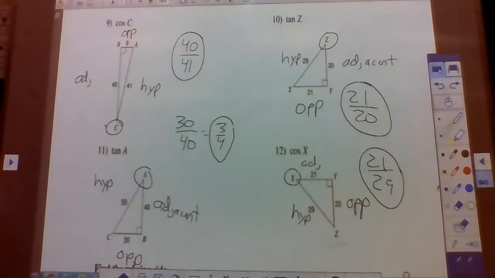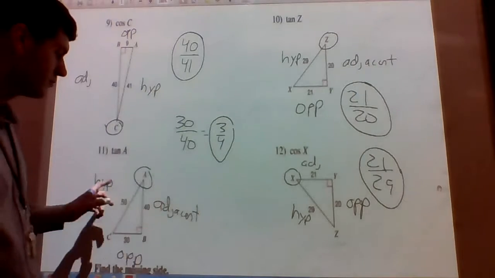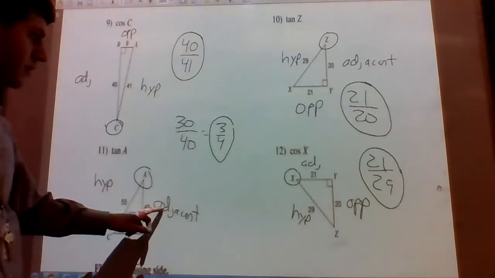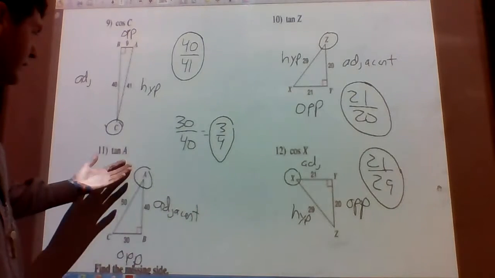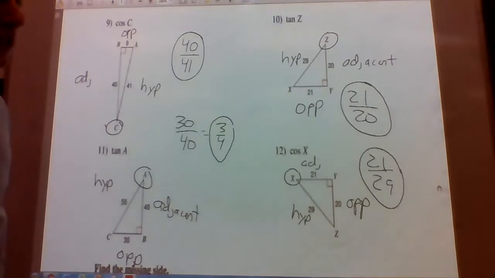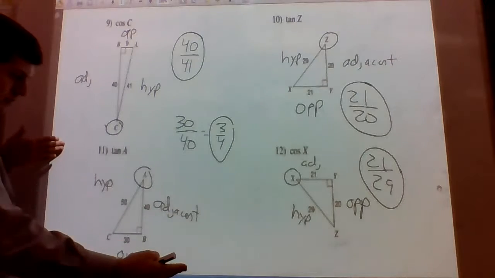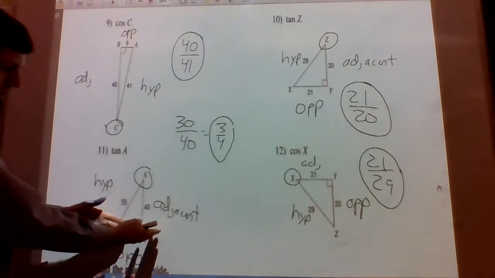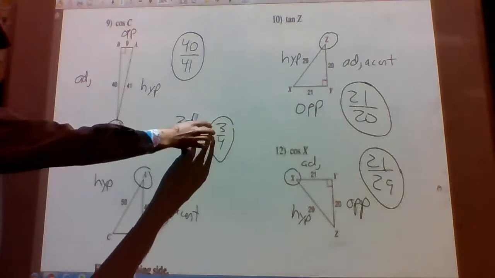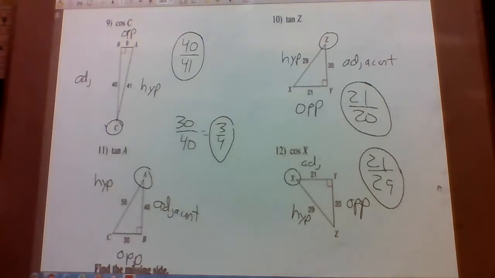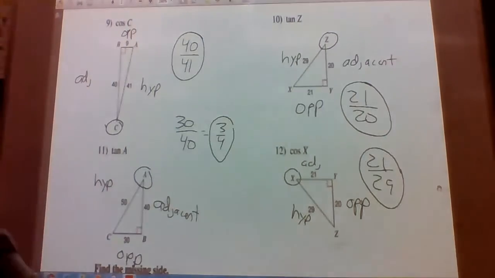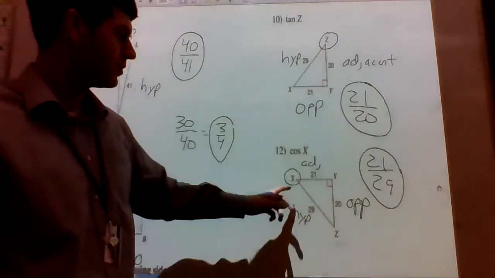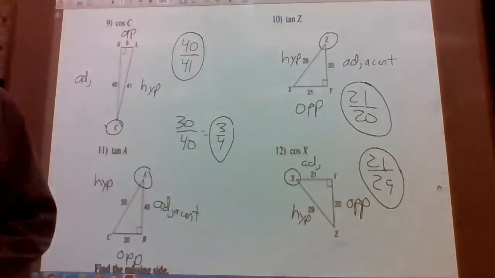So if you struggle, label your triangle first. Look at the equations right in your notes. If you see tangent, you know tangent is opposite over adjacent. So if you labeled correctly, all you got to do is pick the opposite and the adjacent, make a fraction, make a ratio out of it. Cosine is adjacent over hypotenuse. Sine, we didn't see an example of sine, but sine would be opposite over hypotenuse.